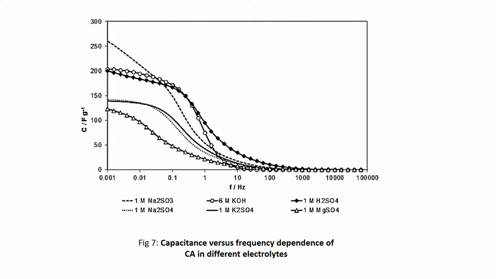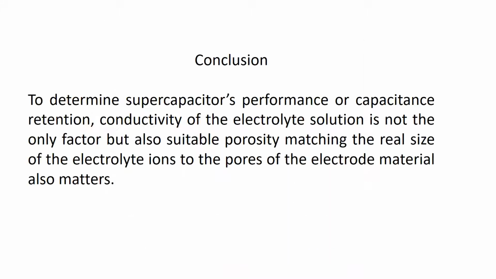For activated carbon, the highest capacitance values were obtained in 1 molar sodium sulfite solution, although that electrolyte has more than 4 times lower conductivity compared to 1 molar sulfuric acid and 6 molar potassium hydroxide. So we can conclude like this. To determine supercapacitor's performance or capacitance retention, conductivity of the electrolyte solution is not the only factor. Suitable porosity, matching the real size of the electrolyte ions to the pores of the electrode material, is also important.